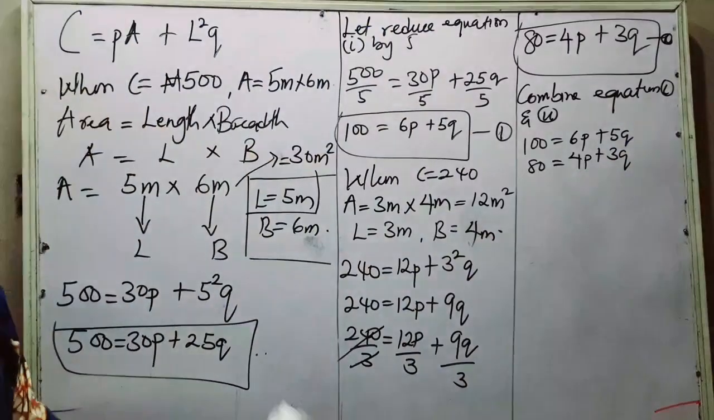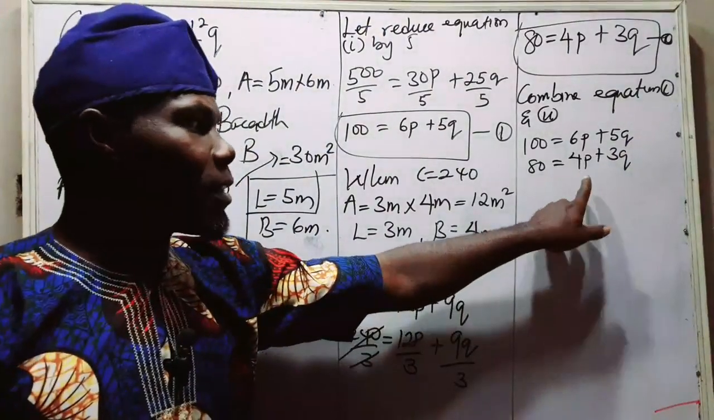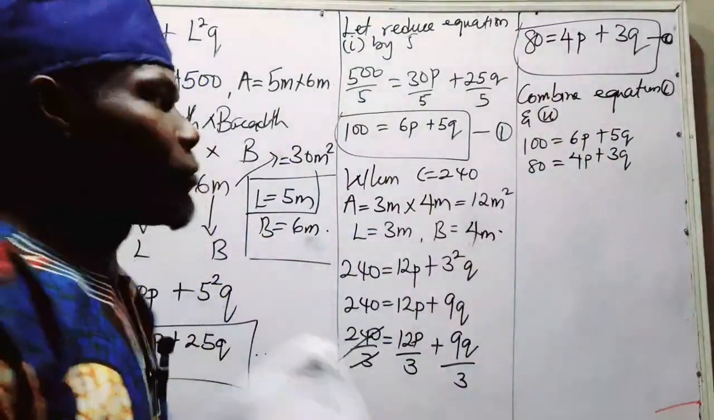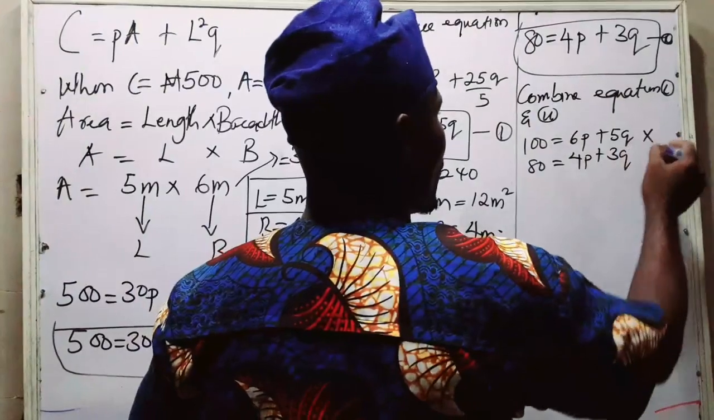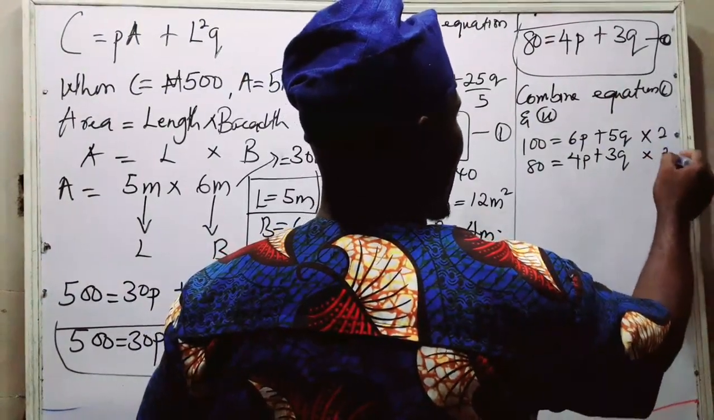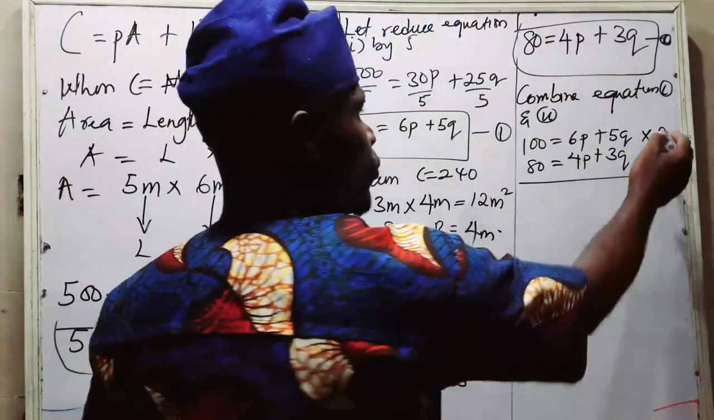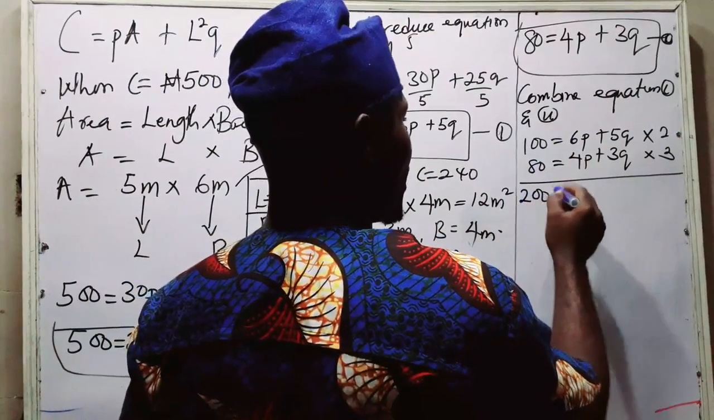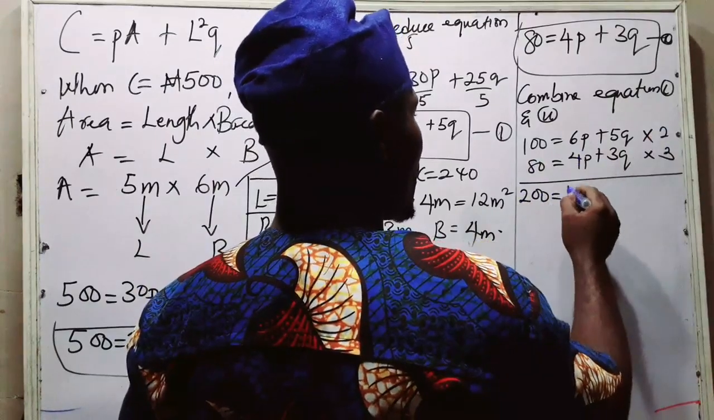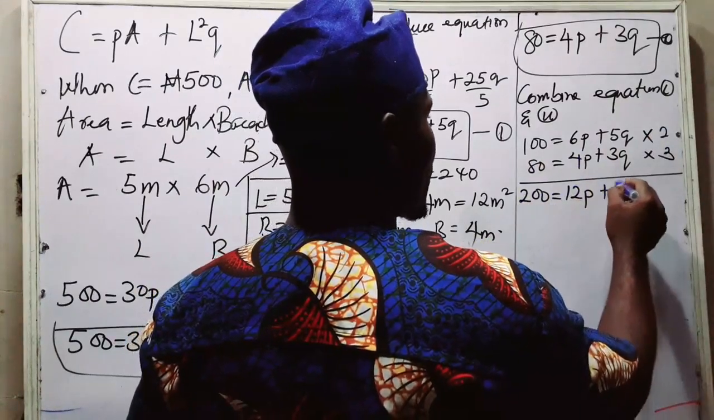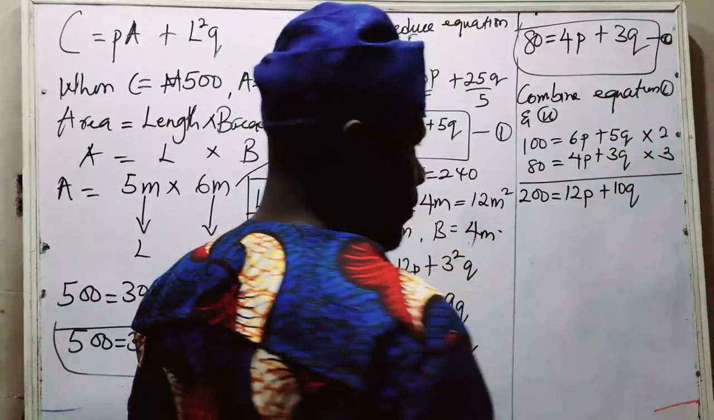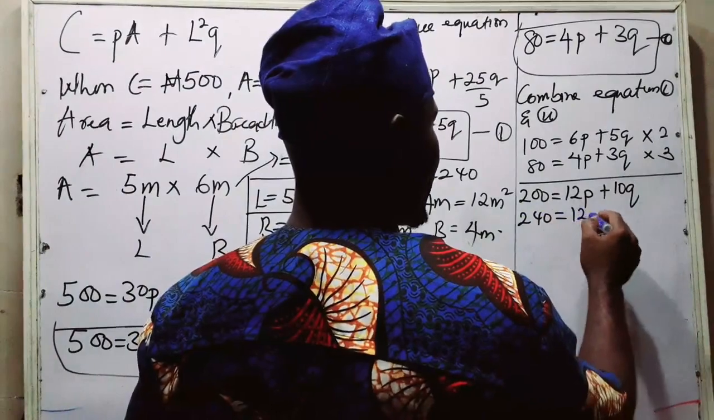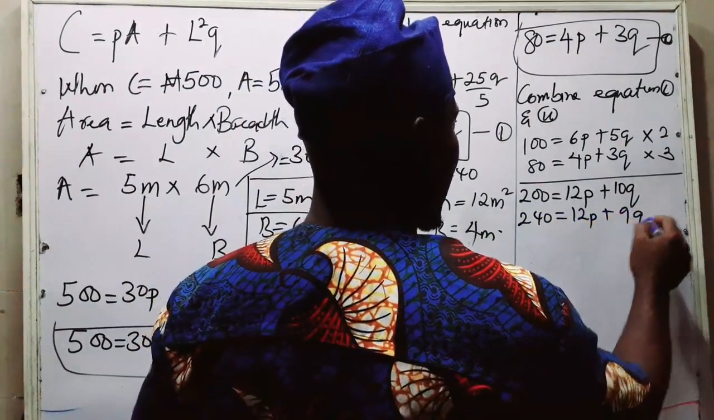Now, to eliminate, let's multiply equation 1 by 2 and equation 2 by 3 to get 12p in both. Let's see what that gives us. If we multiply 100 by 2, we have 200 is equal to 12p plus 10q. And here again we have 240 is equal to 12p plus 9q.